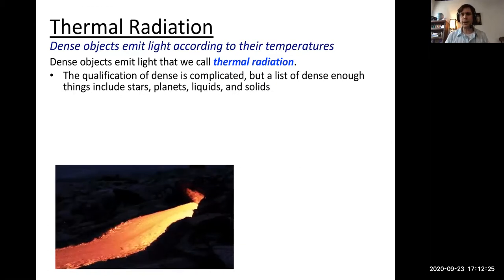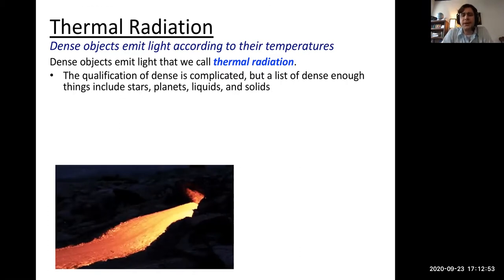Now let's drop the hot part, how dense objects emit light. Hot, dense objects are hot enough to emit visible light. Okay, so all dense objects emit light. The type of light that they emit is called thermal radiation. So what was being detected by my thermal infrared camera was this infrared light given off by an object that has a temperature.